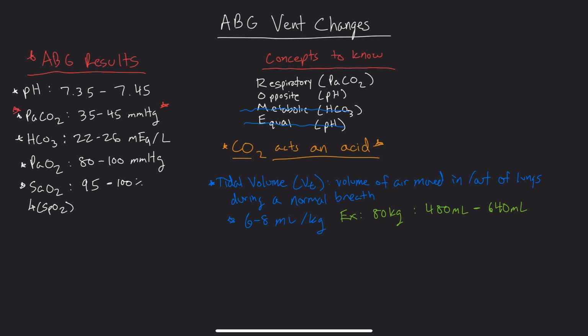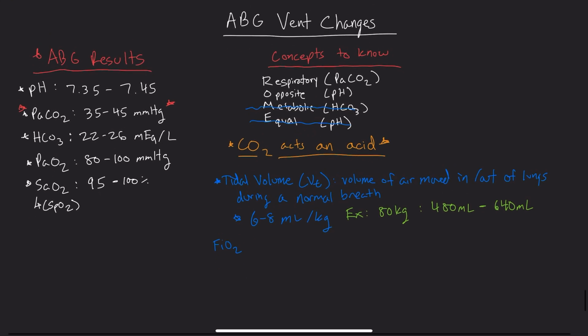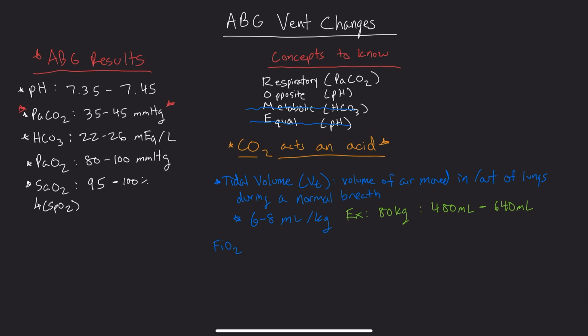Other ones we need to know is going to be the FiO2. So this is the fraction of inspired oxygen. This is the amount of oxygen that is in the air that the patient's breathing. So you'll see this on the vent, and that can be adjusted there. Remember, room air is 21%.